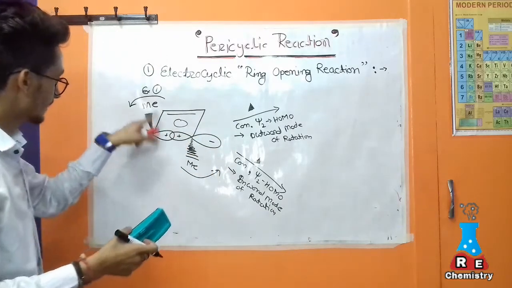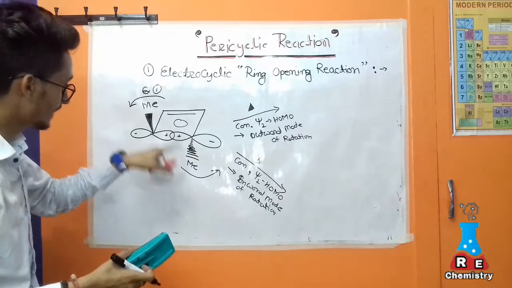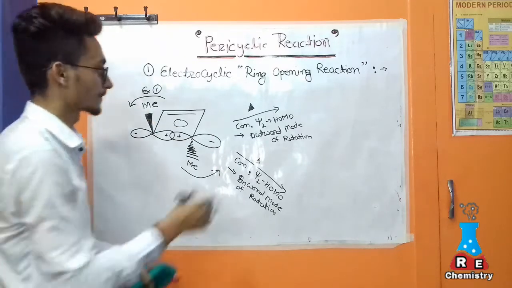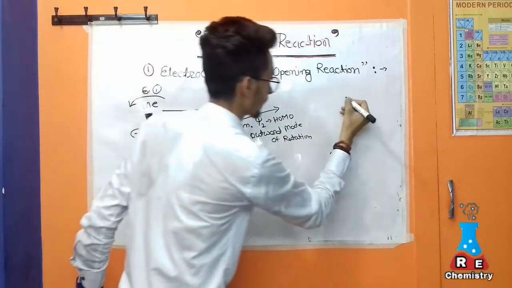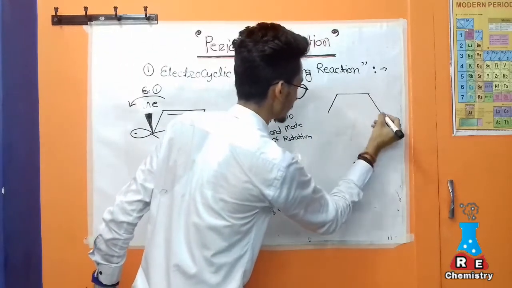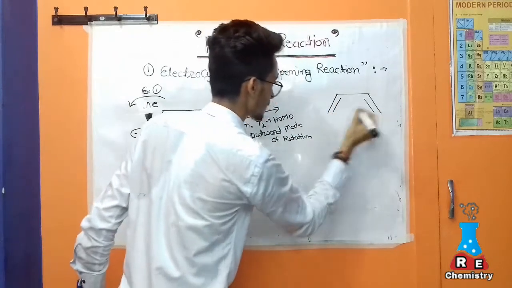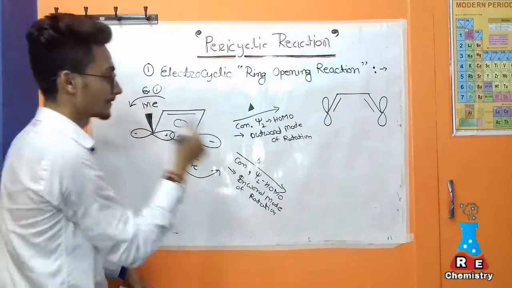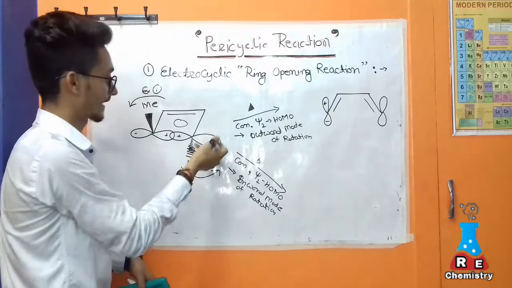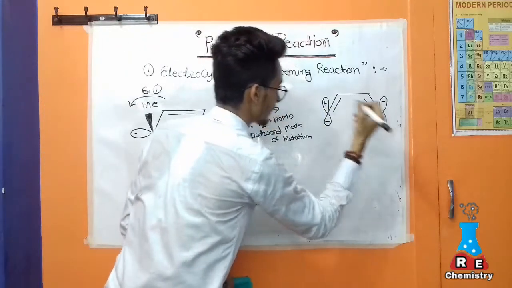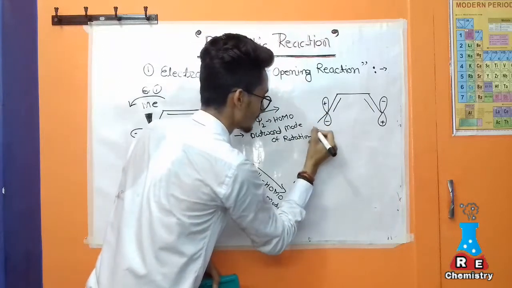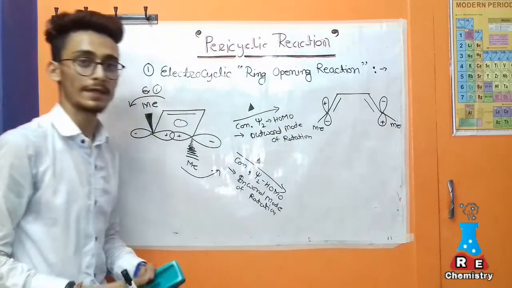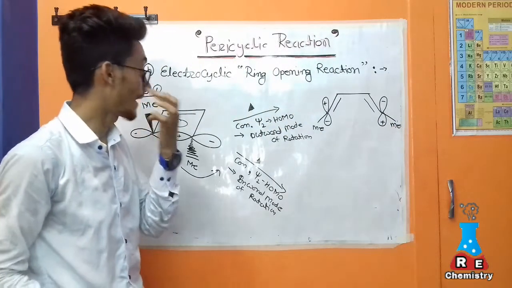So in this case positive pole upside, and in this case negative pole upside, and the methyl groups are here and here. So the product is this type: positive up, negative, and negative up, positive. Methyl group is here, and in this case the methyl group is here. And you can understand by this trick.